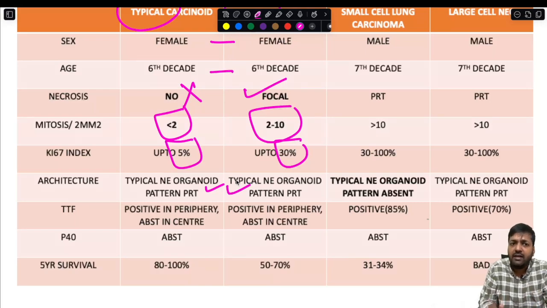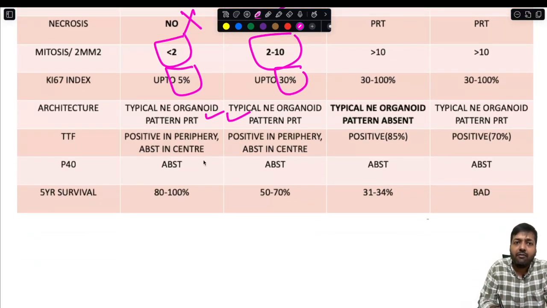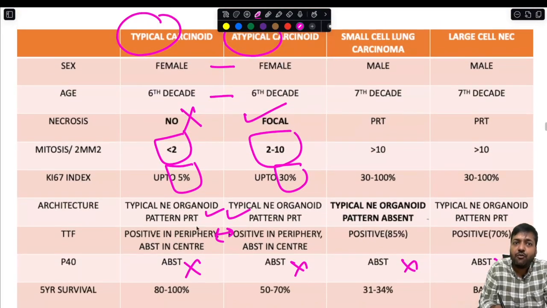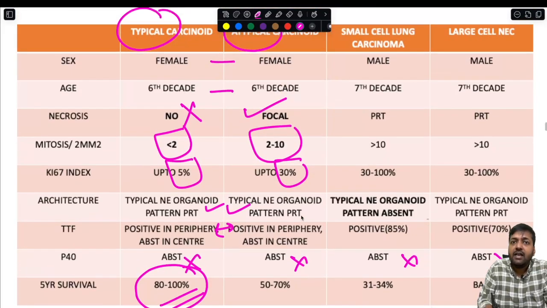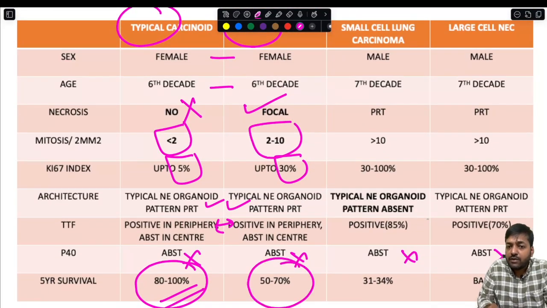Both of them have the typical neuroendocrine salt and pepper chromatin and everything. You have an organoid pattern. Very important, TTF1 is positive in the periphery in both and absent in the center. P40 is absent across all of them. If you look at the 5-year survival rate, it is best for typical carcinoid, between 80 to 100%. For atypical carcinoid, it is 50 to 70%.